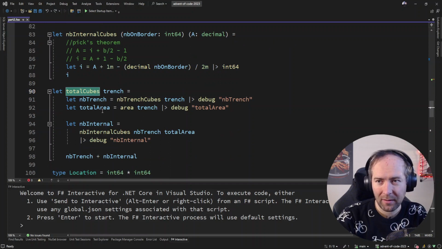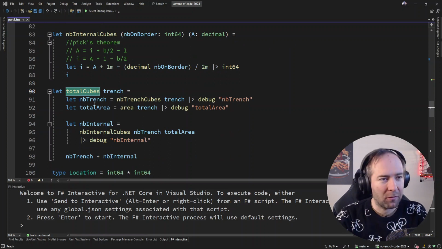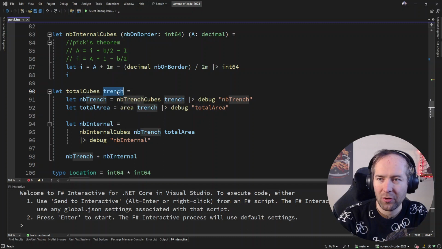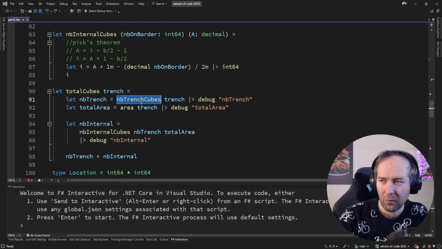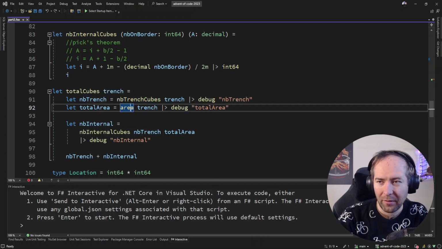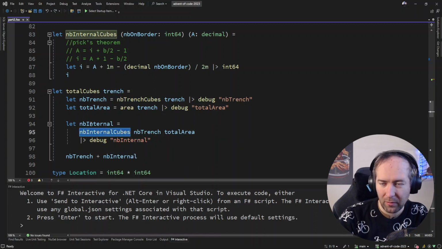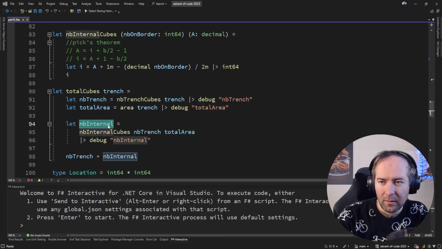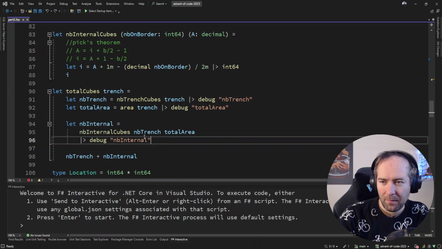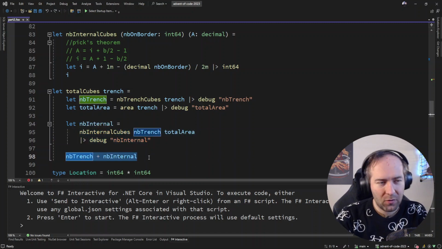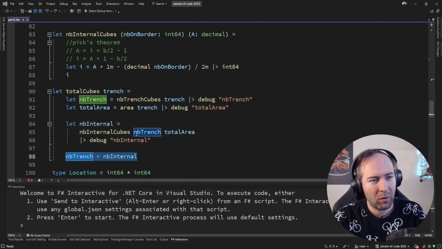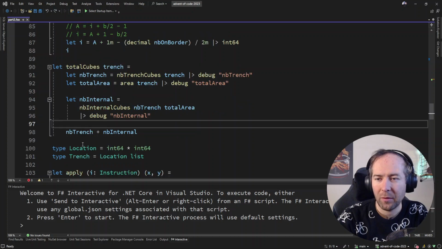And then this is my final calculation to calculate the total number of cubes. Given a trench, we calculate the number of cubes on the trench, calculate the area using shoelace, calculate the internal number of nodes using Pick, and then we can sum those two together to get our 8 plus 1 equals 9 for the example.